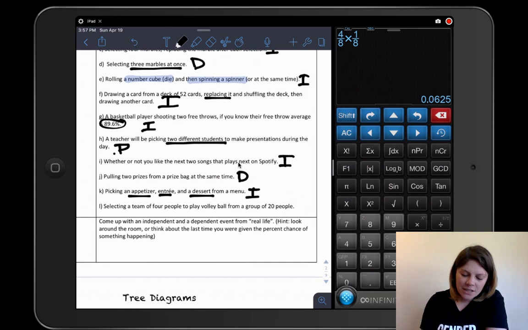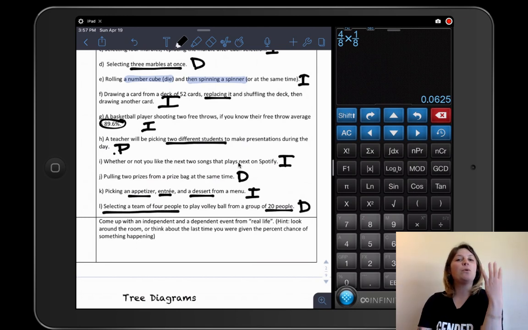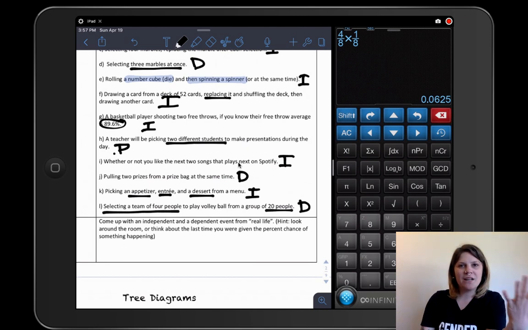And then finally, you need to select a team of four people to play volleyball from a group of 20 people. That's dependent because you need four different people, right? You can't pick the same person. You need four different people playing on your team so you can have four different positions, right? And so they need to be four different people.